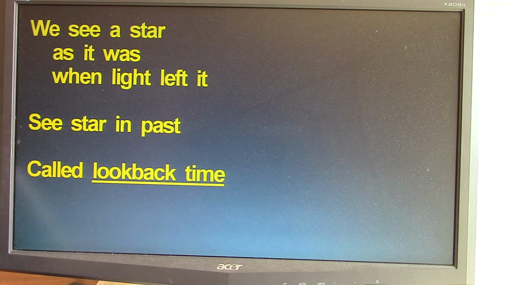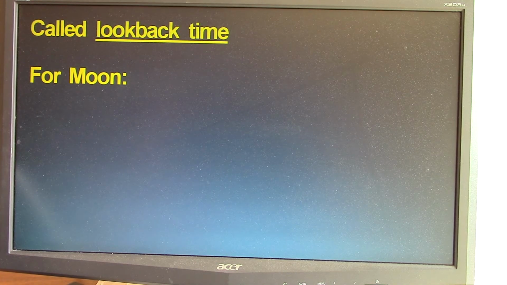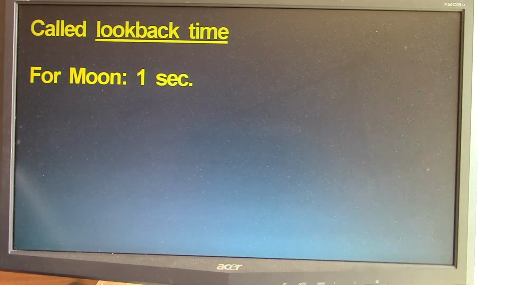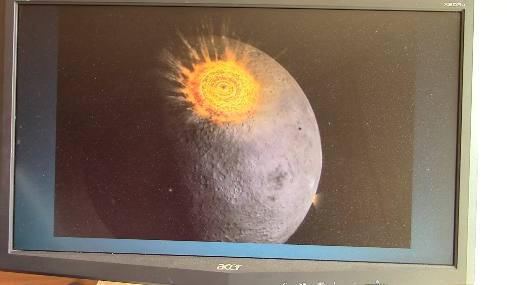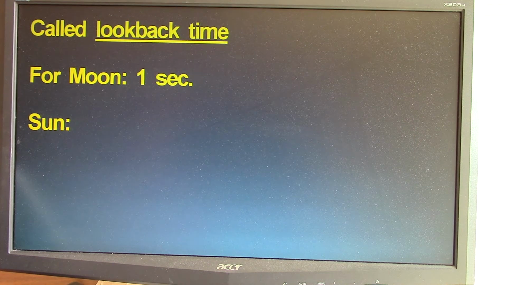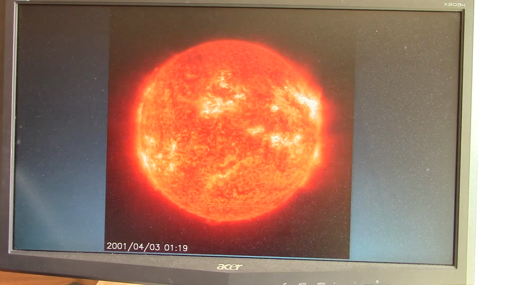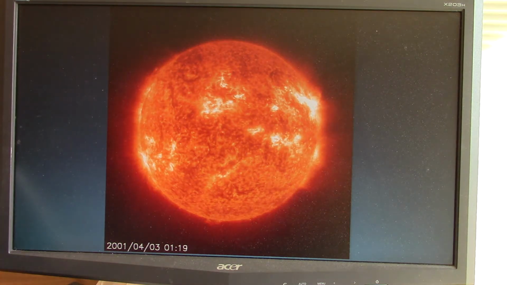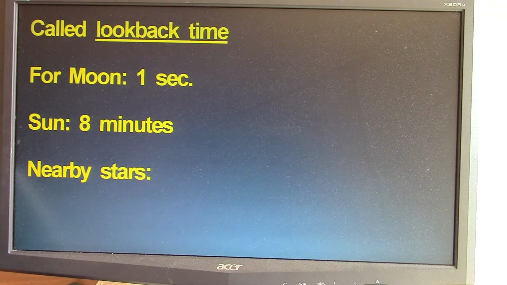If space is huge, distances are great, and we need to understand that. For the moon, where there are astronauts or rovers crawling around, it takes 1 second. When we look at the moon, we're seeing how the moon looked 1 second ago. So if a meteor hit the moon, it would take a second for us to see that. For the sun, the sunlight that you're seeing took 8 minutes to reach us. If there's a solar flare, we wouldn't know that for 8 minutes.